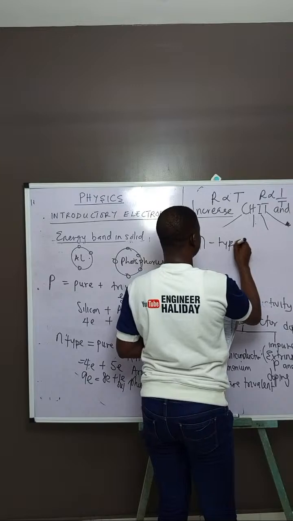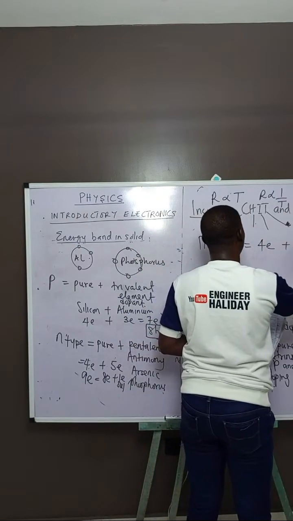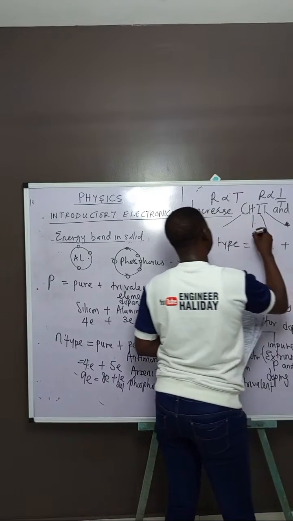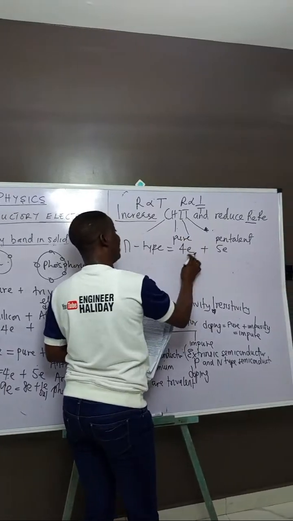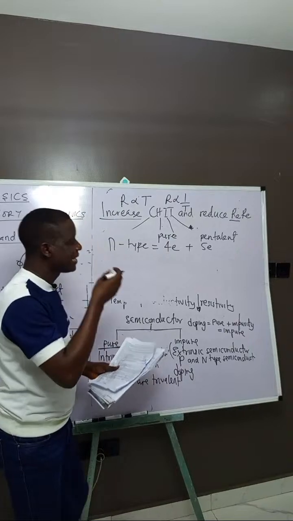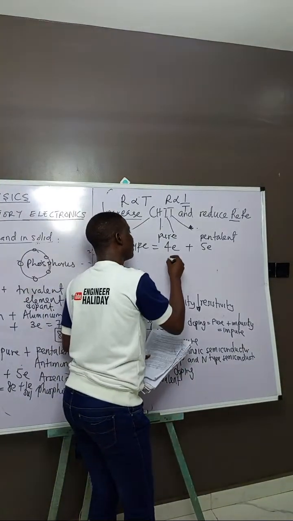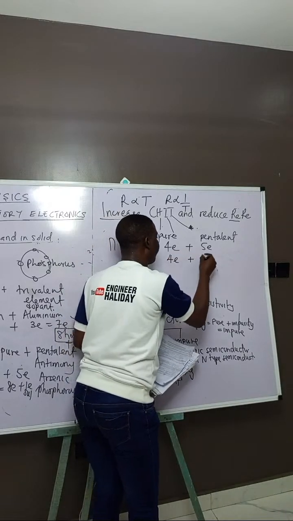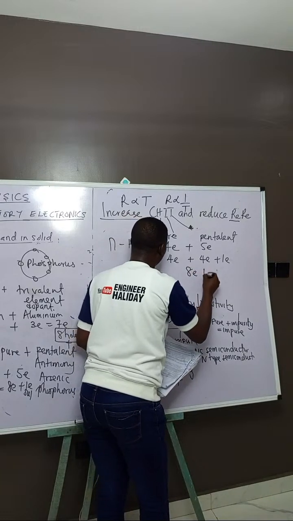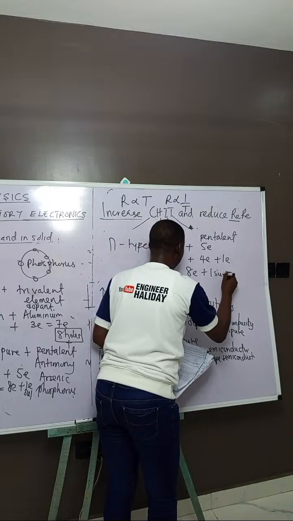N-type. 4E plus 5E, this is pentavalent. This is pure, they have 4 electrons. Silicon and germanium have 4 electrons at the outer shell. Now, we know we want to achieve 8 electrons. So 4 plus 4 plus 1E means we are going to have 8 plus 1, that means 1 surplus electron.